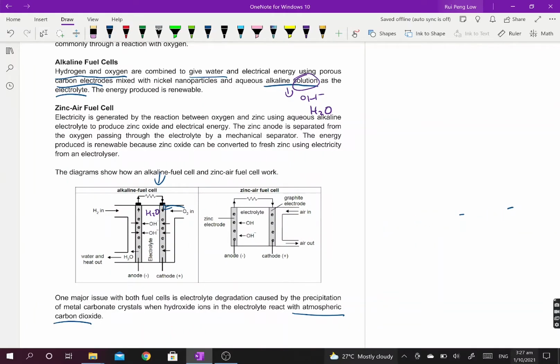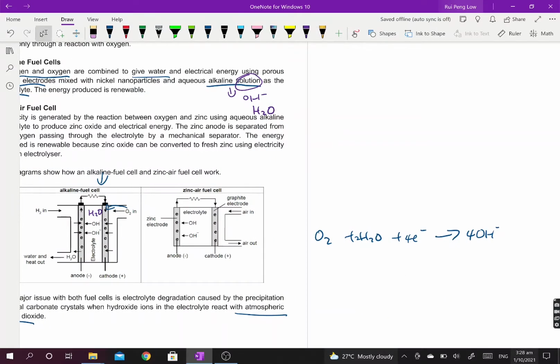Let me rewrite this, sorry. So O2 plus H2O plus, I don't know how many electrons, will give you OH minus. So let's balance this equation. I think it's 2 and 4. So 4e. Now, how do I know that it is 4e?